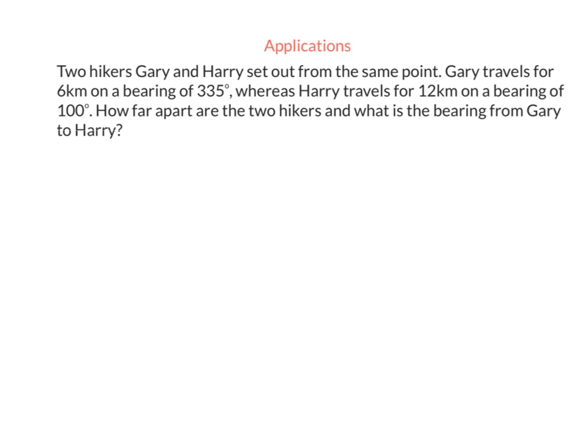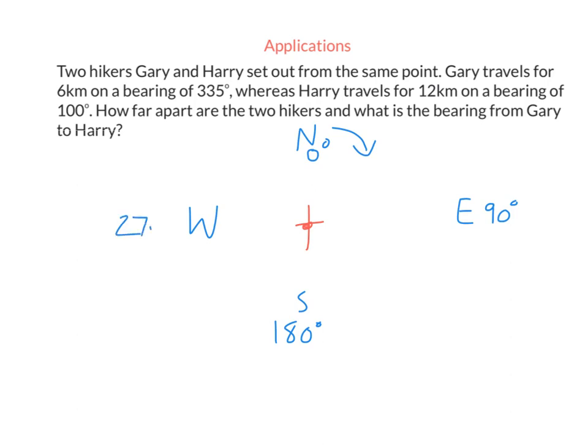So let's start by drawing a diagram. When we're drawing bearings, we'll start with a little compass. Bearings go, of course, north, east, south, and west. It's the angle made with the north axis going in a clockwise direction. So north is 0 degrees, east is 90, south is 180, and west is 270. North is like 0, but also 360.